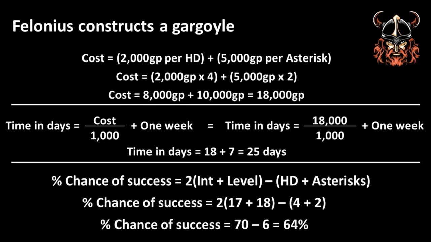Making a gargoyle takes even less time than going from skilled mastery to expert, although at much greater expense, and Felonius did have to wait until level 18 to be able to do this. Still, he's not stopping there. Making gargoyles and other strange things is what he likes to do in between adventuring, and he needs to keep his apprentices busy after all.